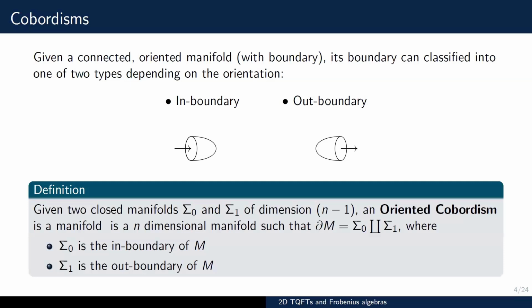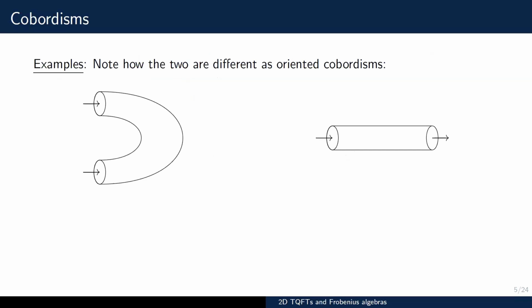So now we can define a notion of an oriented cobordism, where if we have sigma naught and sigma 1, two n minus one dimensional manifolds, an oriented cobordism between them is a cobordism such that sigma naught is the in boundary, whereas sigma 1 is the out boundary. Now it will be clear why, in the oriented case, these two cobordisms are different: in one case we have a cobordism from a union of two circles to the empty set, and in the other case we have just a cobordism from one circle to another. We will maintain this convention of displaying all the in boundaries on the left and the out boundaries on the right.